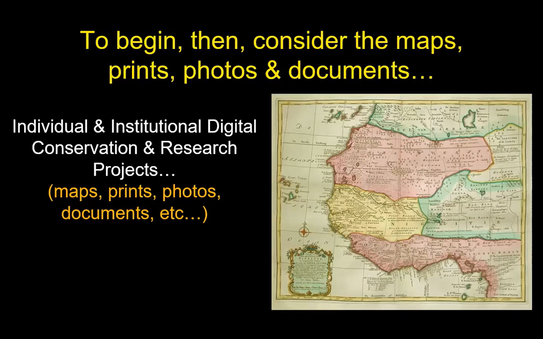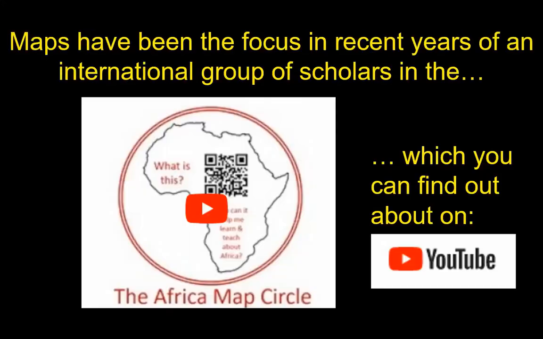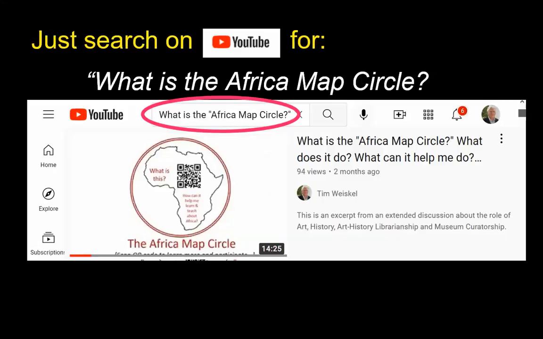To begin with, then, consider the maps, and also by extension, of course, prints of any kind, photos and documents. For a number of years, there's been an international group of scholars looking at the historical maps of Africa in a group called the Africa Map Circle, which you can find out about on YouTube simply by searching for that question. Type in the question, what is the Africa Map Circle? And you'll get back something like this.